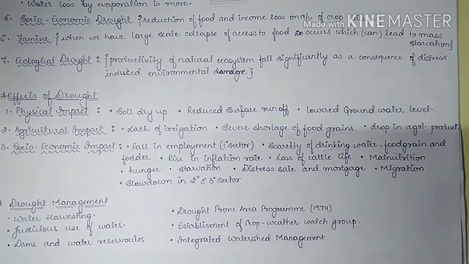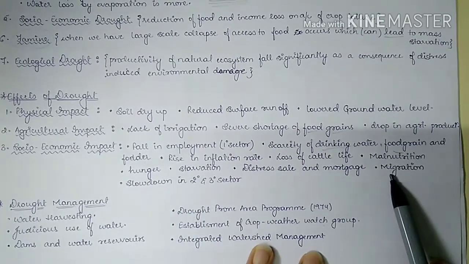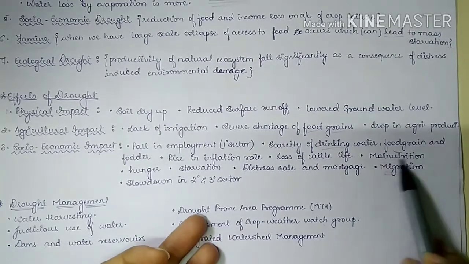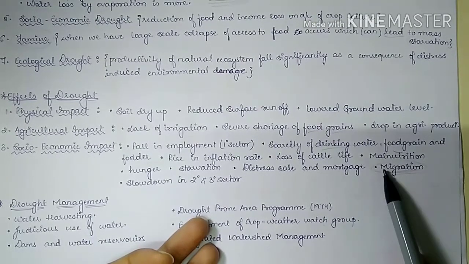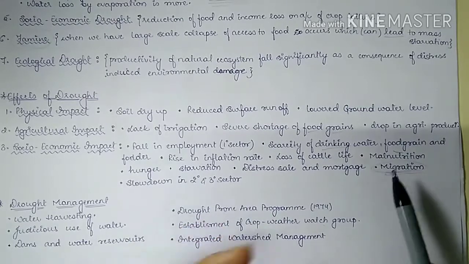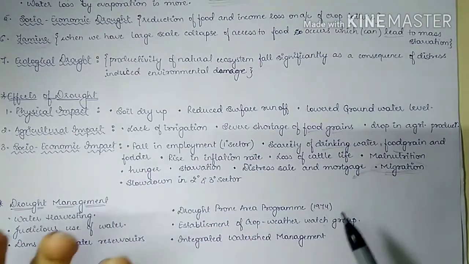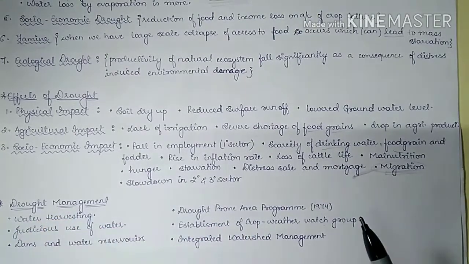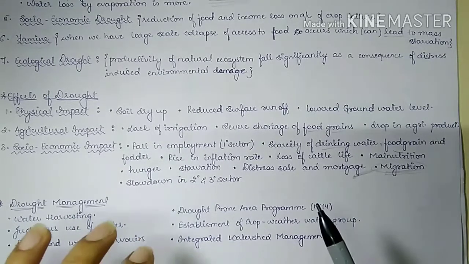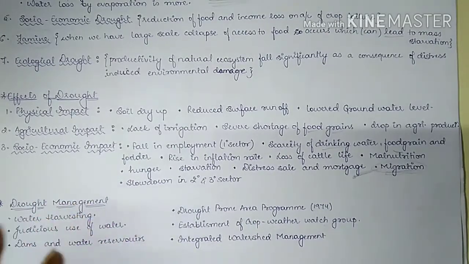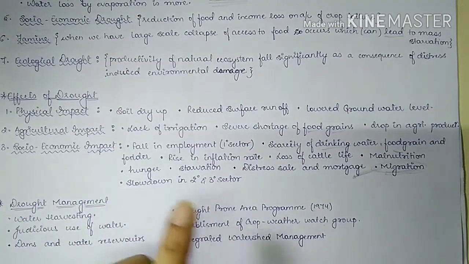Then we have distressed sales of land and property. Then we have mortgages. And we have migration of people from the drought affected area to other places. The migration is basically of the farmers. The farmers leave their land during the drought period and move to the cities for labor work. Then, because of the fall in employment in the primary sector, and the secondary and tertiary sectors associated with it, we have a slowdown in the secondary and tertiary sectors.